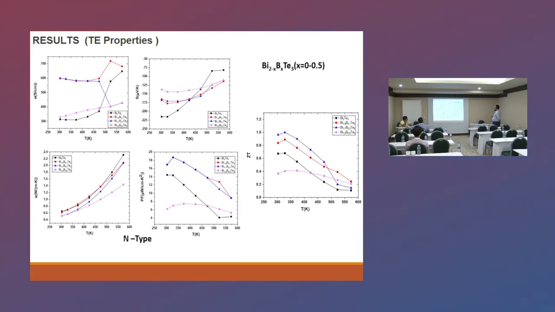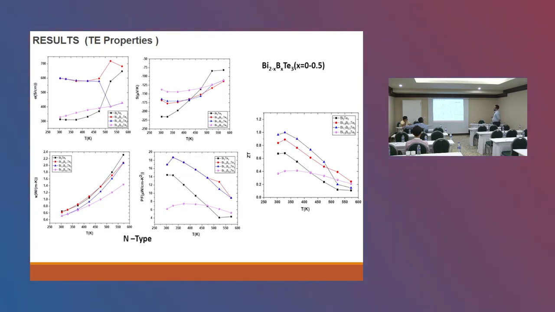For boron, as you see here, it's a similar effect. When we put the boron in, the electrical conductivity also changed dramatically. When we reach 0.3 and 0.5, it jumps dramatically. The Seebeck coefficient also decreases, as you see here.